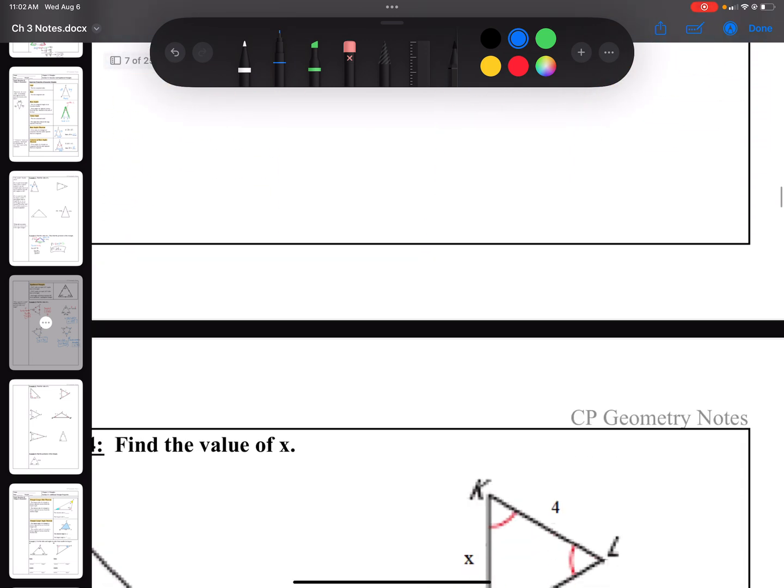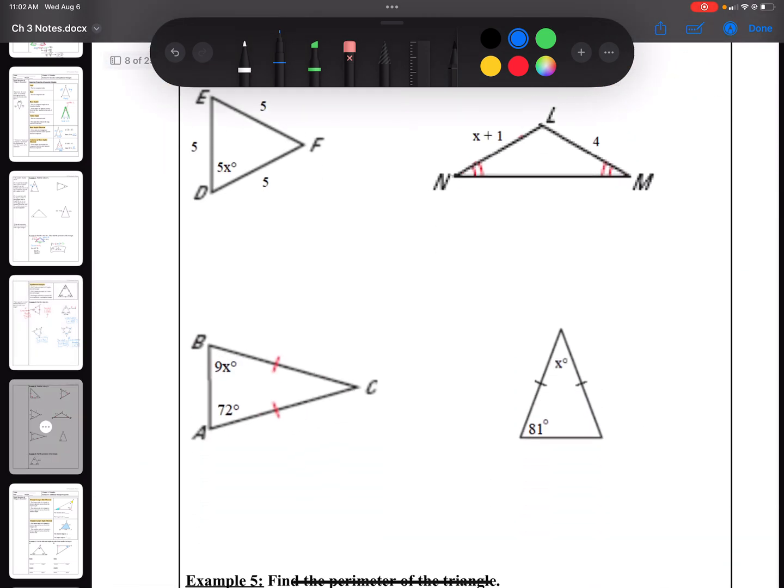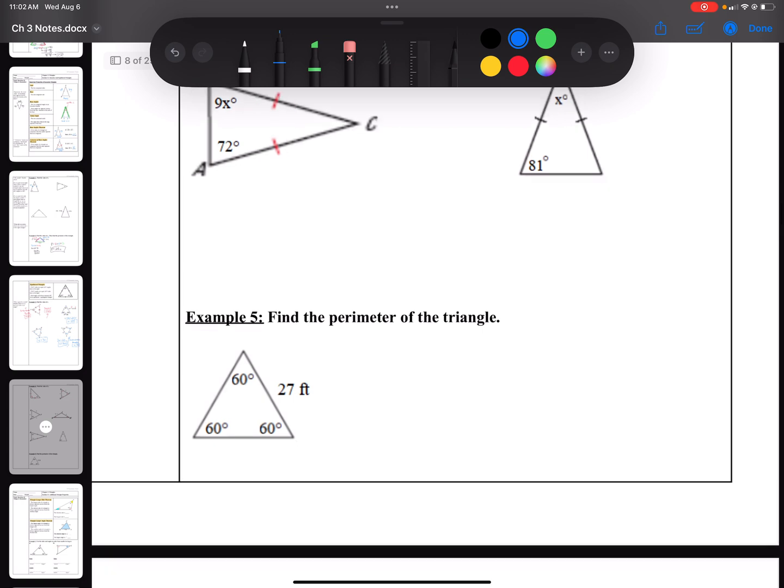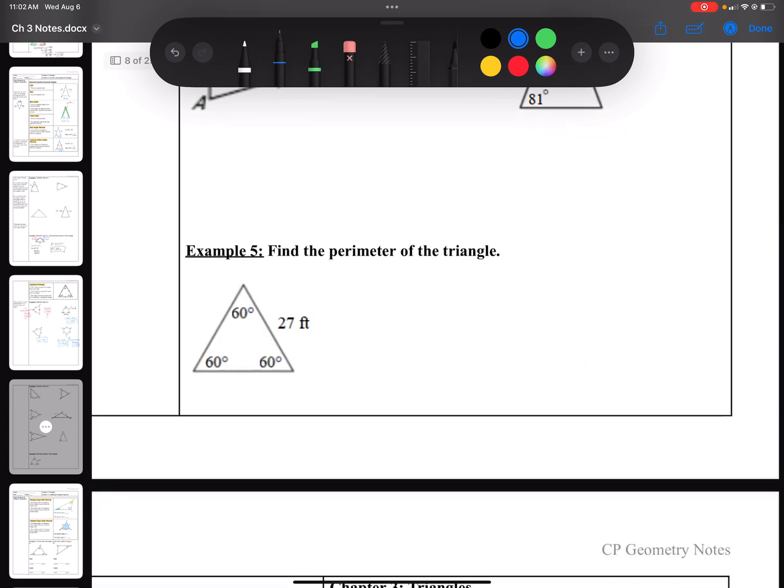At this point, I'd like you to pause the video and try out all the problems under example 4 on your own. And when you're finished, you can unpause and check your answers.